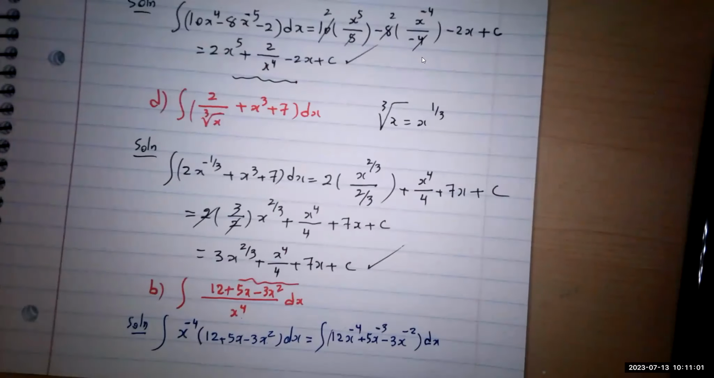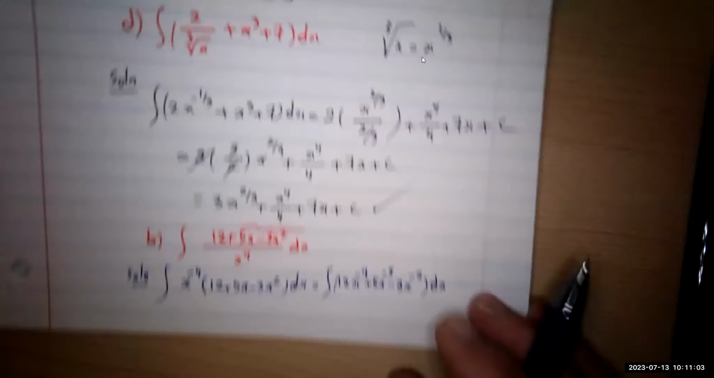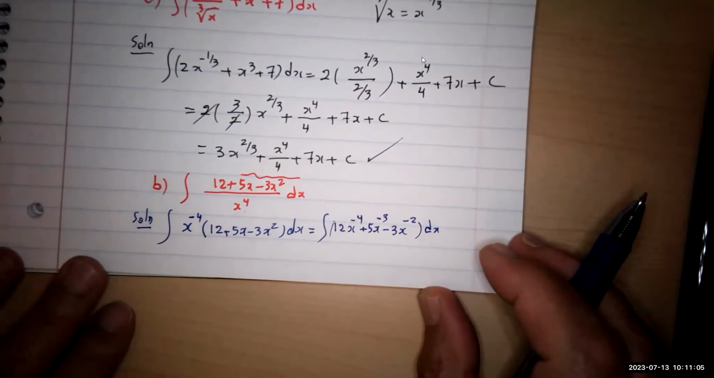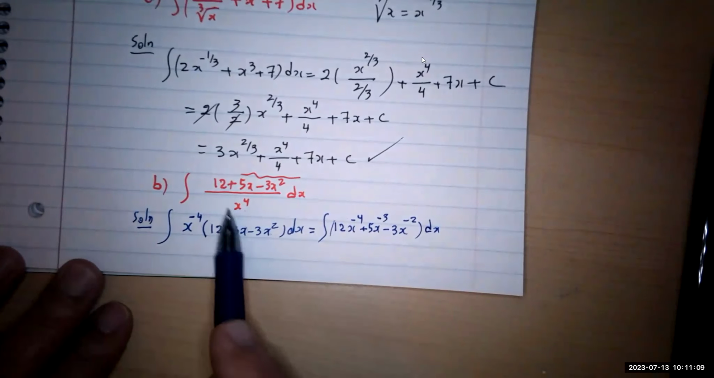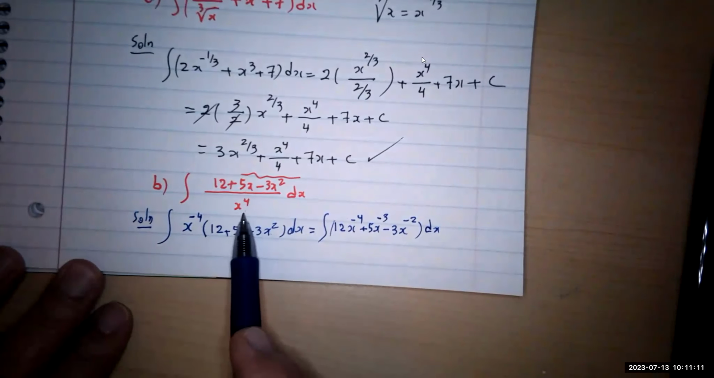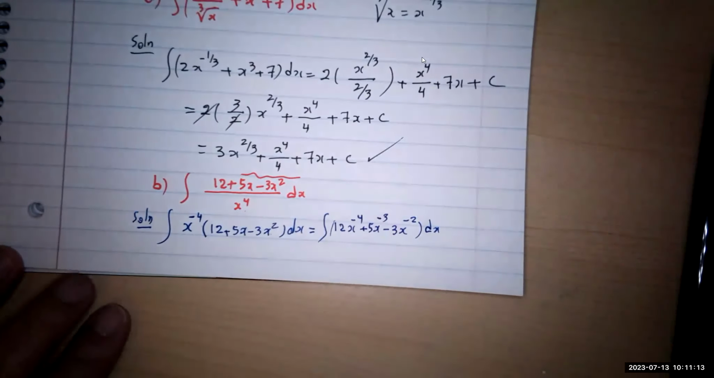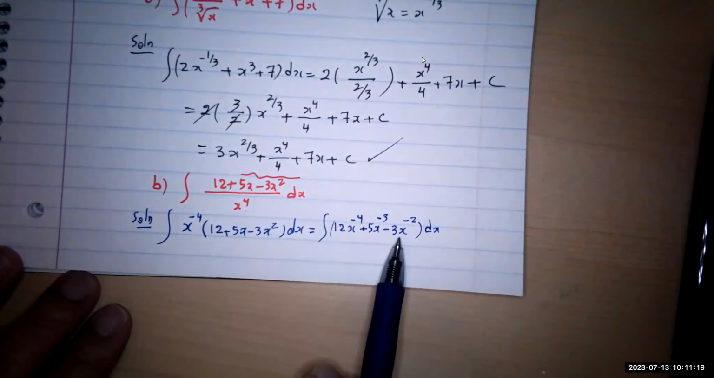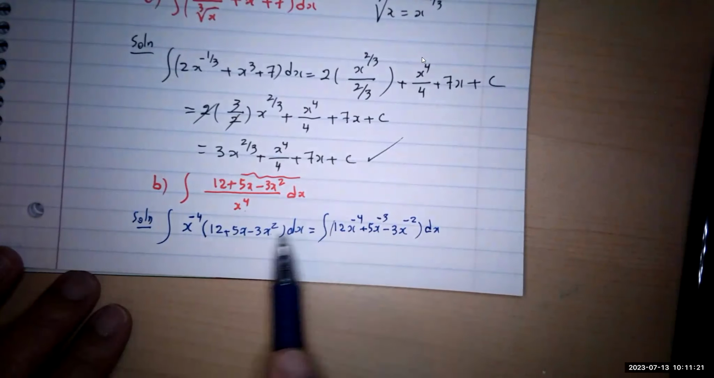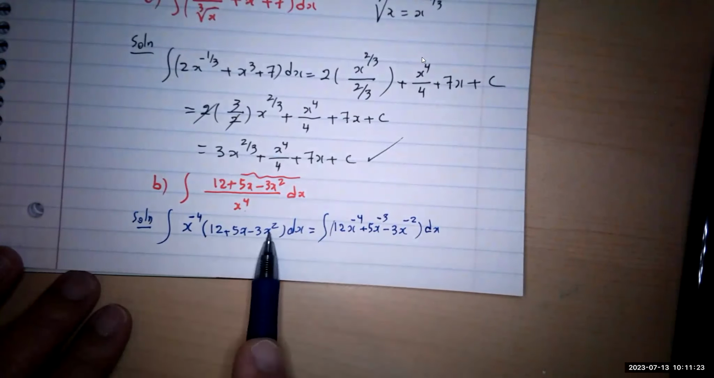Any question? I'll talk about the other method another day, because some people don't like this method. They break this fraction and write it down as 12 over x to the 4, 5x over x to the 4. That's another option. You can do it if you like. But this method is easier. Now we are ready to integrate it, okay? Just make sure you put the parentheses.